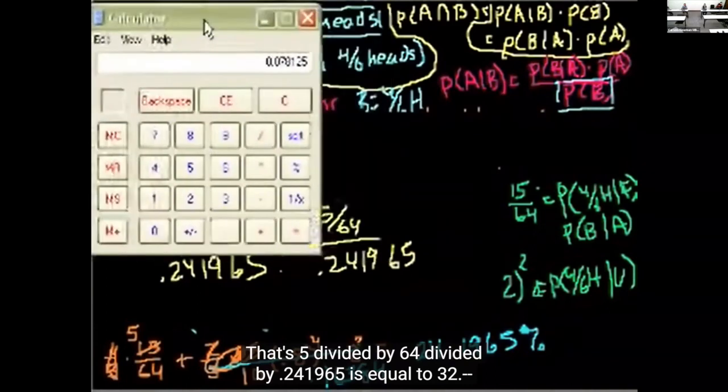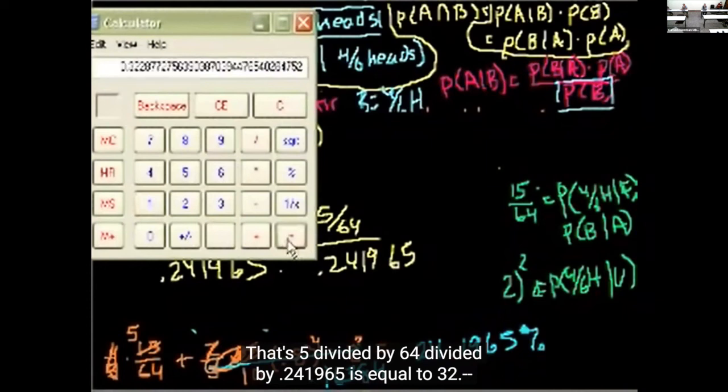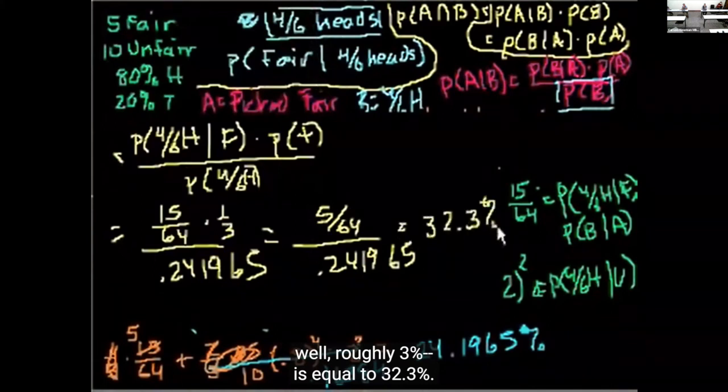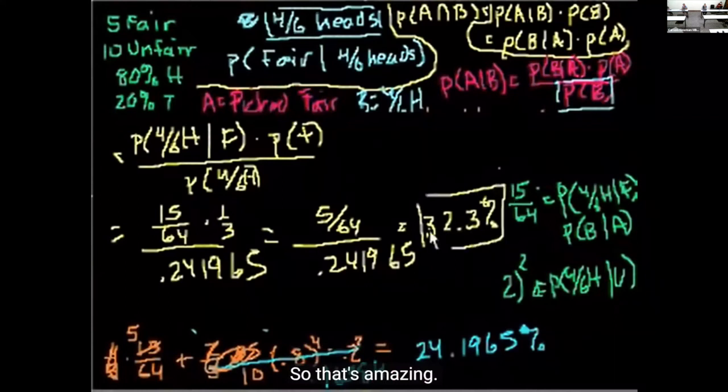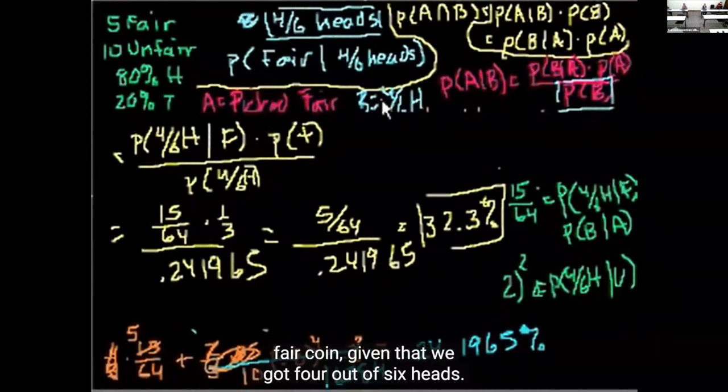Divided by 0.241965 is equal to roughly 3%, is equal to 32.3%. So that's amazing, or relatively amazing. It's a little bit less than a 1/3 shot that we picked the fair coin, given that we got 4 out of 6 heads.